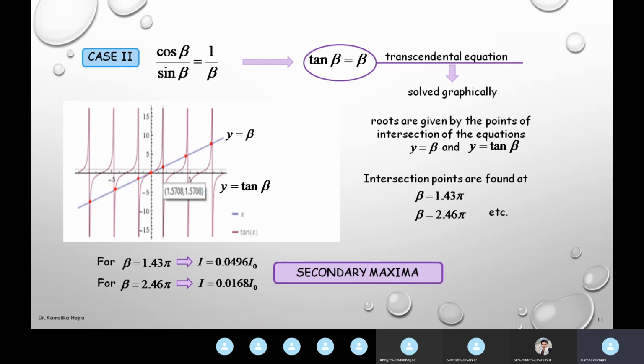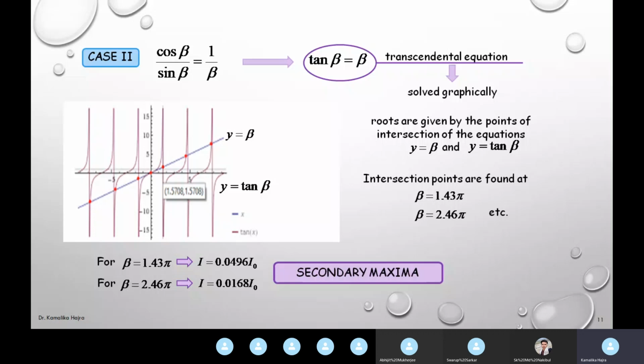Just a second, just give me a second. I'll resume my class once more. So the intensity pattern, can you all hear me? Hello? Yes, ma'am. Okay. Because I moved to a different room because of some difficulty.